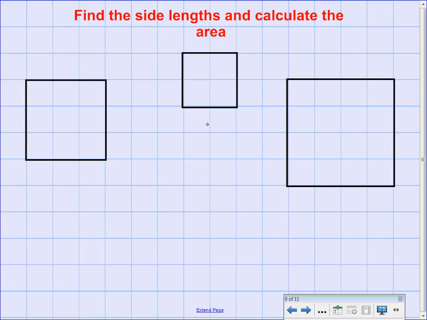You do these. Again, you need to count the sides yourself to come up with the numbers you need to use.